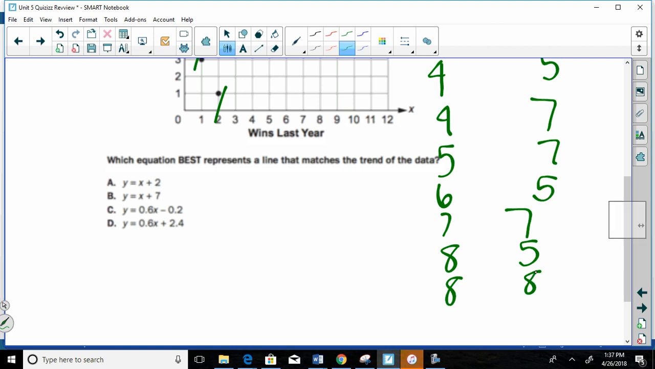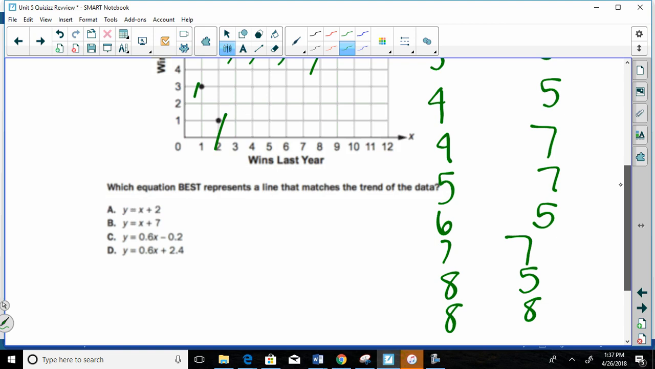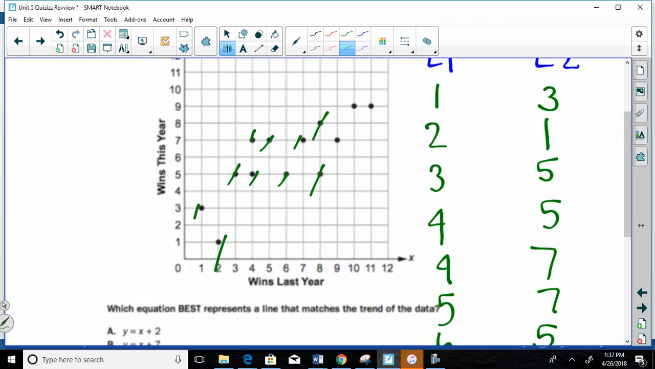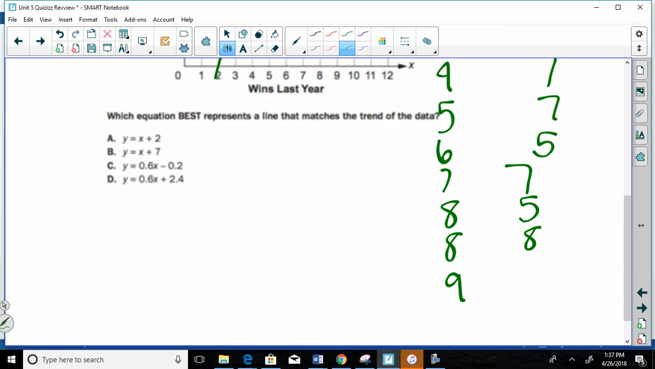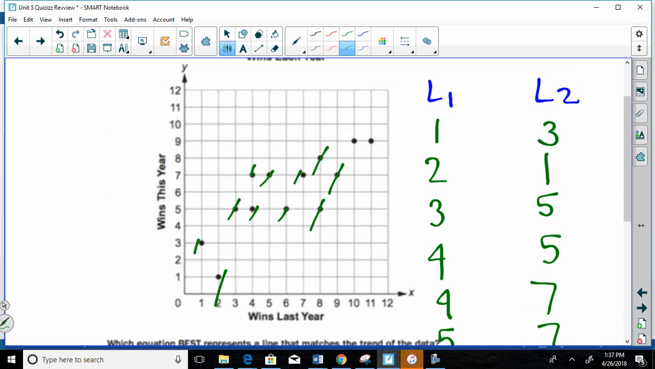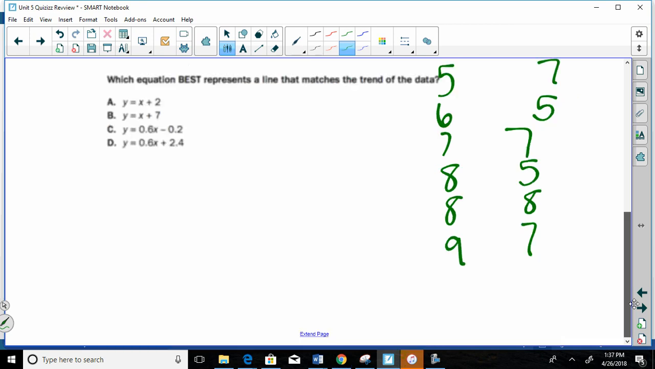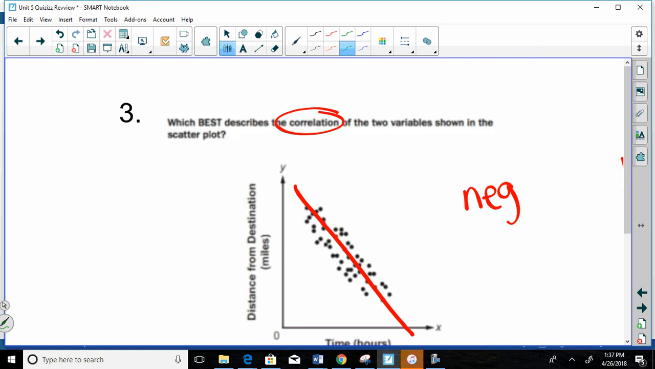So you go to stat, edit, and put all the first column in L1 in order, and all the second in L2. So 8, 8, 9, 7. 9, 7, okay. 10, 9, and 11, 9. So all those in the first column should all be in L1, and you can grab the calculator that you're going to use.